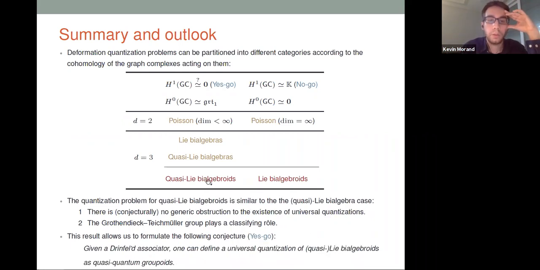Okay, and finally, if we resort to quasi-Dirac algebroids, then the quantization problem becomes similar to the one for Dirac algebras. So conjecturally, there is no generic obstruction to quantization, and GRT1 plays a classifying role. And again, we can conjecture that given a Drinfeld associator, one can define a universal quantization for quasi-Dirac algebroids as quasi-quantum group weights. This is, again, a new conjecture that can be shown. Okay, I will stop here. Thank you for your attention.